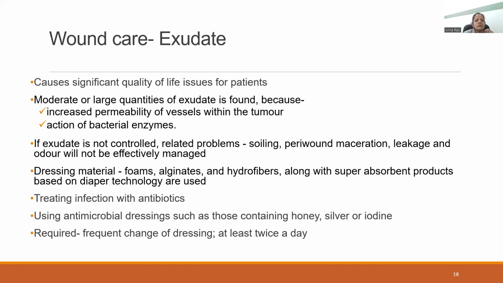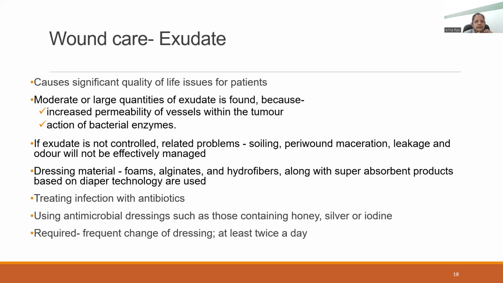Moderate or large quantity of exudate is found in this type of wounds because of the increased permeability of vessels within the tumor, and of course because of the action of the bacterial enzymes. So related problems will be there like soiling, peri-wound maceration of the tissues, leakage from the dressing, and odor. So these things need to be managed effectively. So films we can use, alginates are used, hydrofibers are used. So the diaper technology is very well used here.